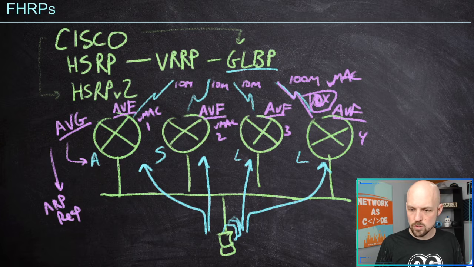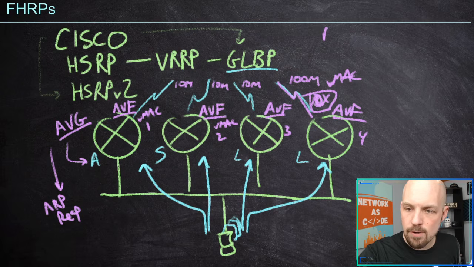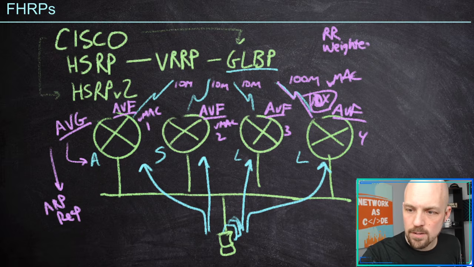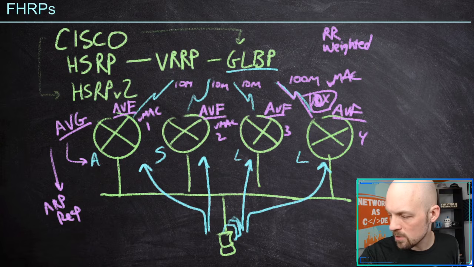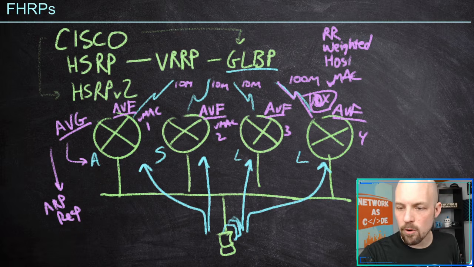All right. And so the third way, by the way, so we've got round robin, we've got weighted. These are the different types of load balancing. And we also have, what's it called? Host dependent, I think. I've got it in my notes. GLBP. Yes, it is host dependent. Never doubt. It's host dependent.